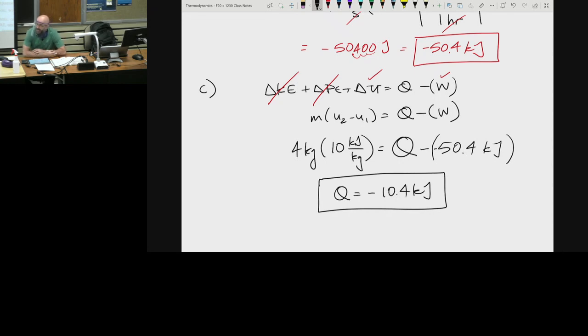Does this mean heat is added to or removed from a system? Removed from. When we add heat to a system, it's positive. When we remove heat from a system, it's negative. When we add work to a system, it's negative. When we remove work from a system, it's positive. Make sure we know that sign convention. Make sure we can get that.